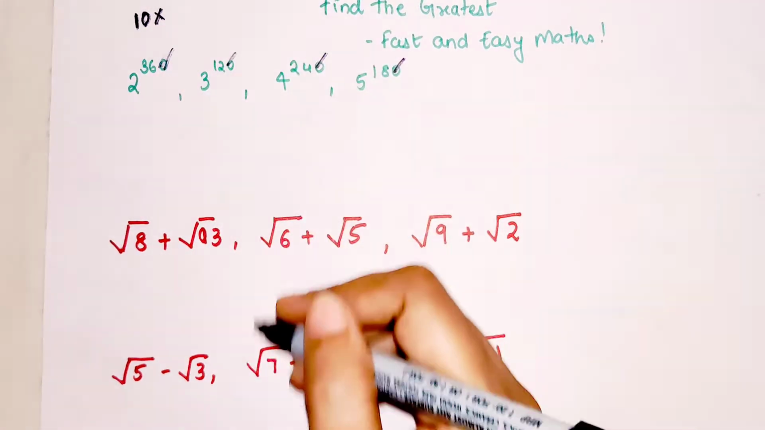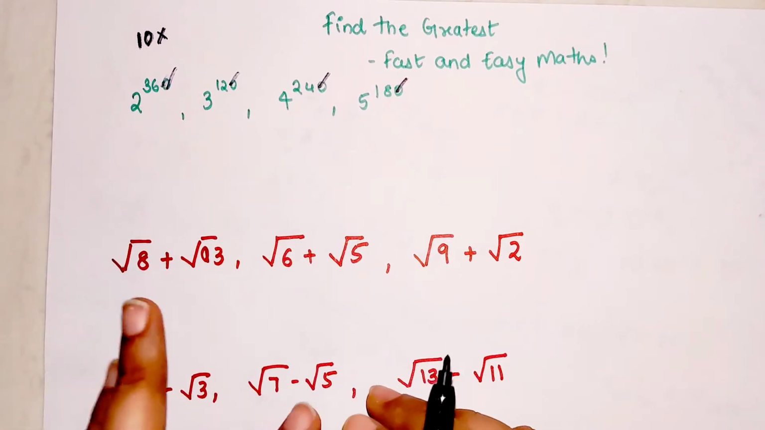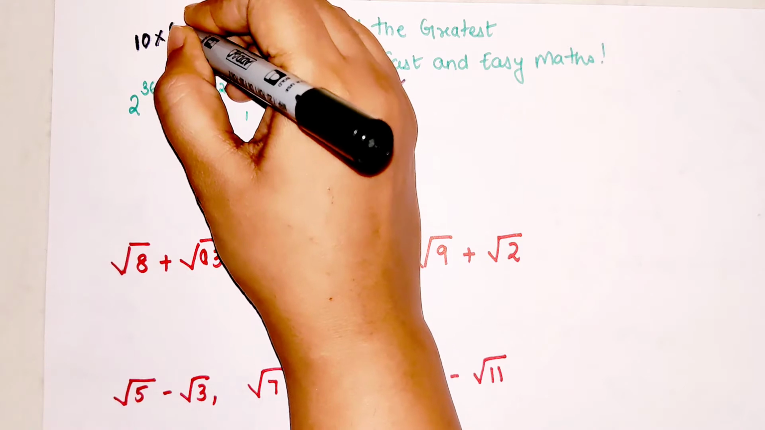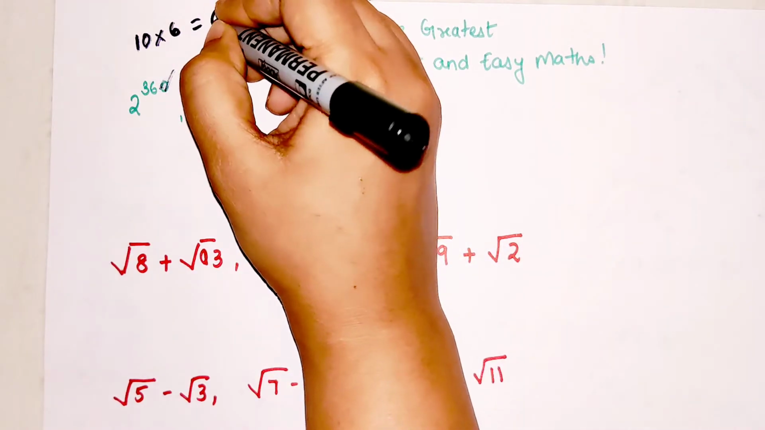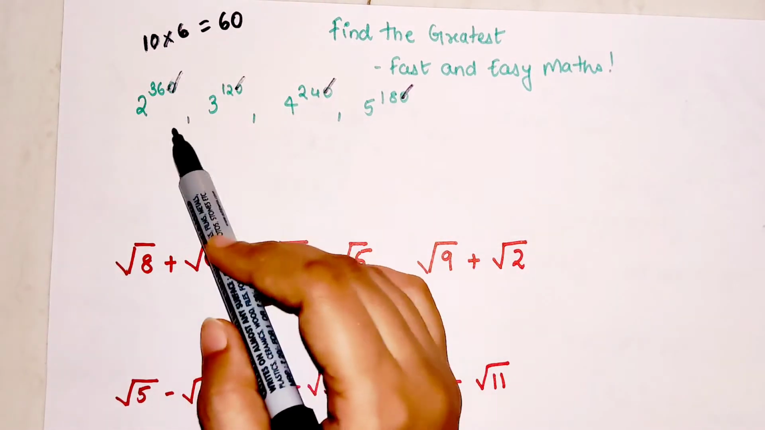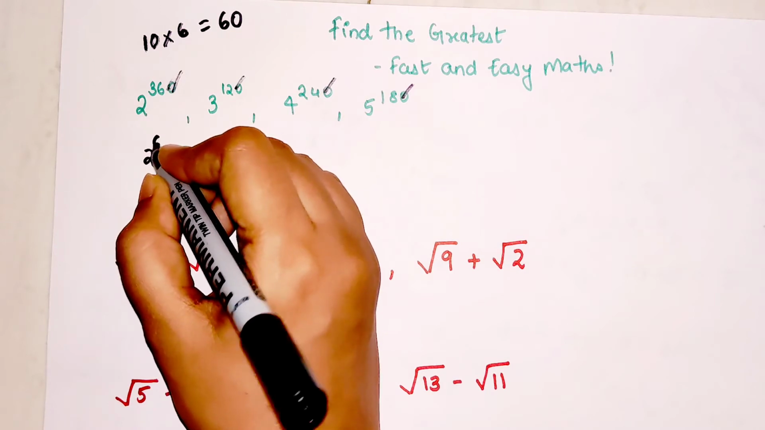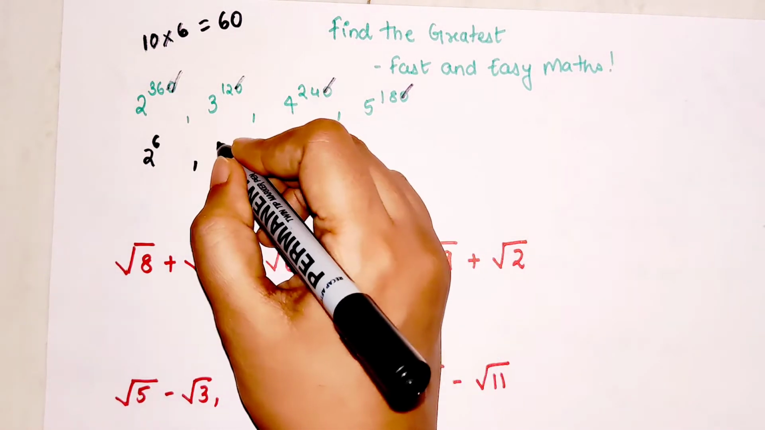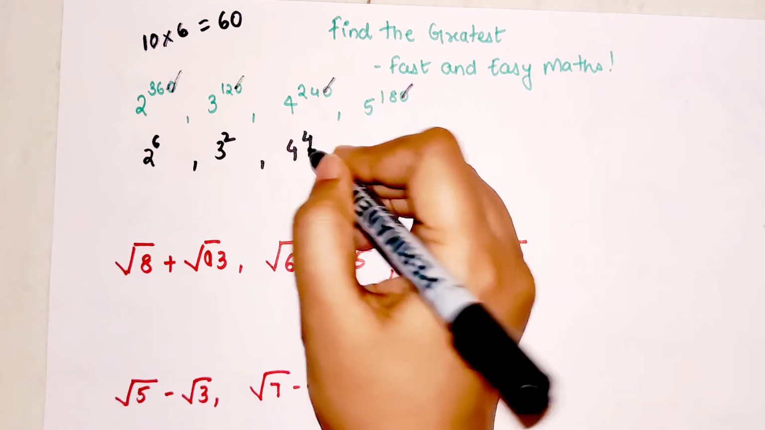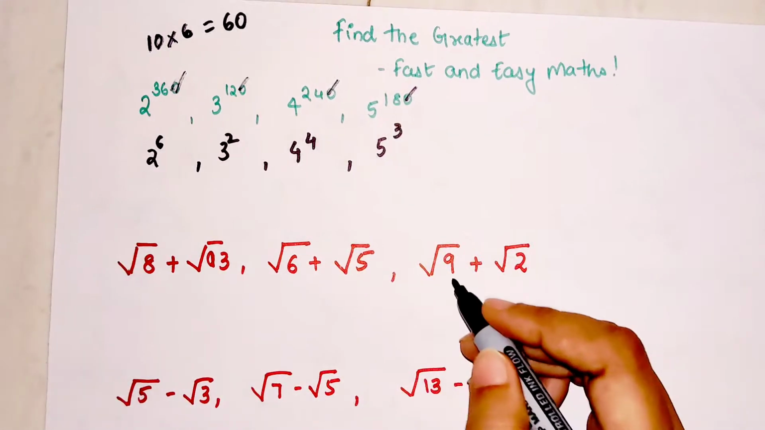Why? Because any even number which is divisible by 3 as well is basically a number which is divisible by 6. So here I can say that 6 into 10, that is 60, is my common factor. So what you do is you divide all of these indices by 60. So here you will be left with what? 2 raised to 6. Here you will be left with 3 raised to 2. This is 4 raised to 4, and this is 5 raised to 3.